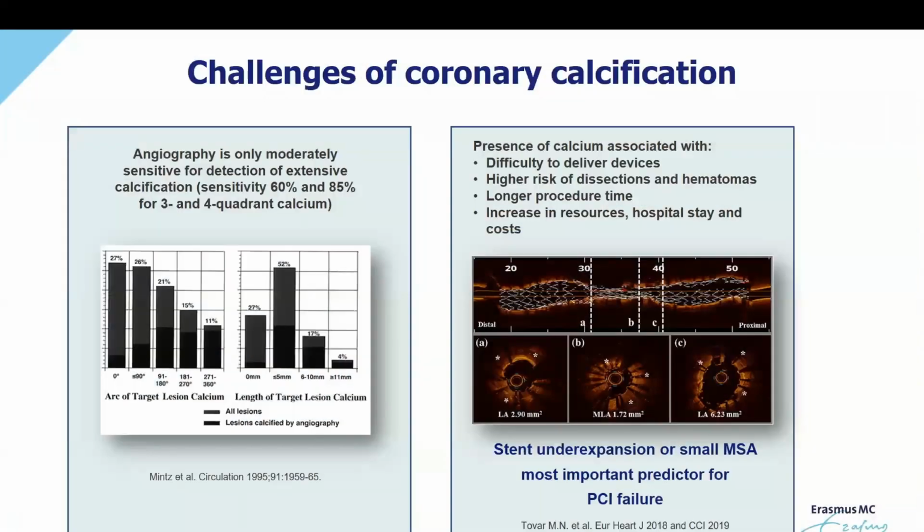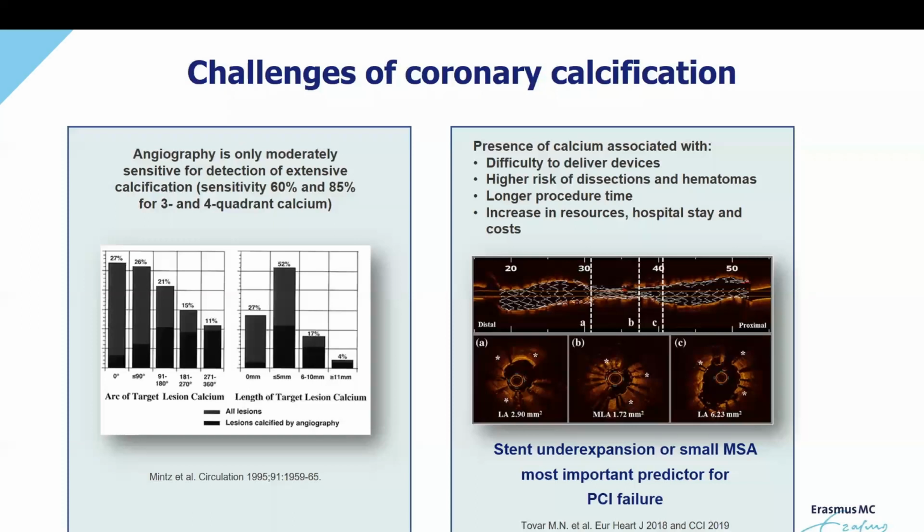The issue with calcium is that it is usually recognized by angiography by most of us, but the point is that angiography is only very moderately sensitive for the detection of extensive coronary calcification, with a sensitivity of 60% and a specificity of 85% for 3 and 4 quadrant calcification. And as you know, the presence of calcium is associated with difficulty in delivering devices. It increases the risk of dissections, hematomas, increases procedure time, and also increases resources, hospital stay, and costs.